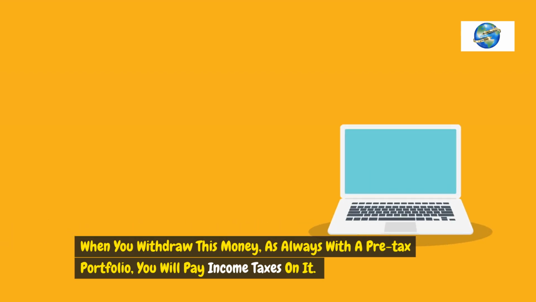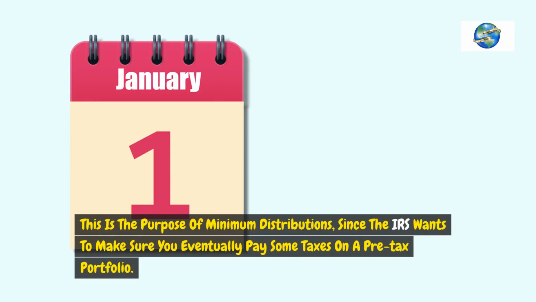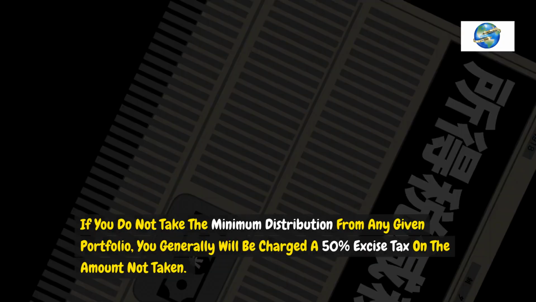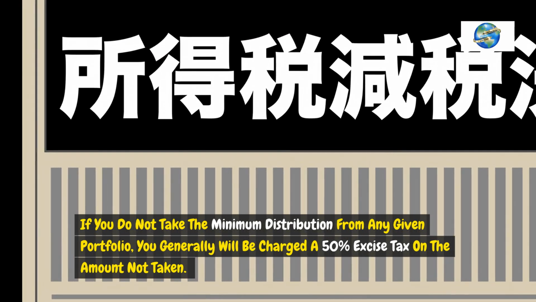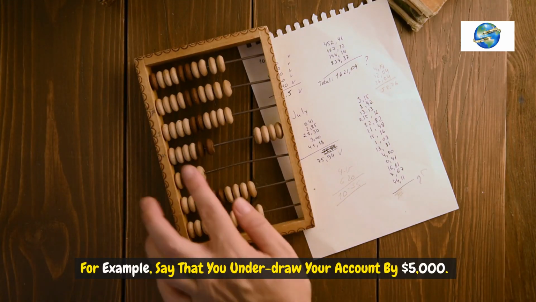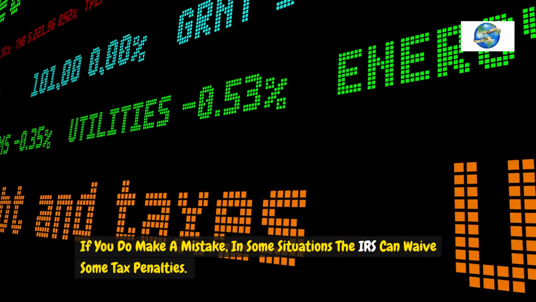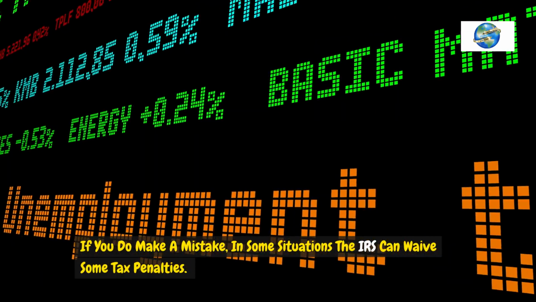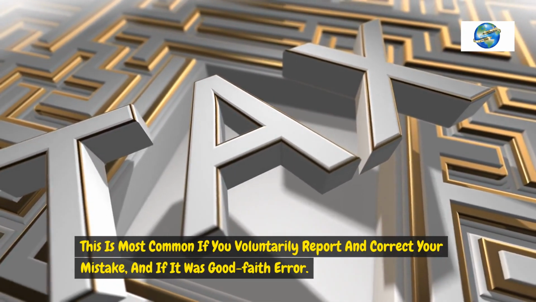When you withdraw this money, as always with a pre-tax portfolio, you will pay income taxes on it. This is the purpose of minimum distributions, since the IRS wants to make sure you eventually pay some taxes on a pre-tax portfolio. If you do not take the minimum distribution from any given portfolio, you generally will be charged a 50% excise tax on the amount not taken. For example, say that you underdraw your account by $5,000. The IRS may charge you up to $2,500 in taxes on that error. If you do make a mistake, in some situations the IRS can waive some tax penalties. This is most common if you voluntarily report and correct your mistake, and if it was a good faith error.